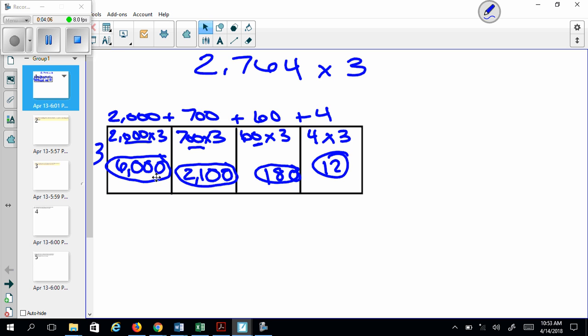Now what do I do with all these numbers? I have to add them up. So I have 6,000, 2,100, 180, and 12.